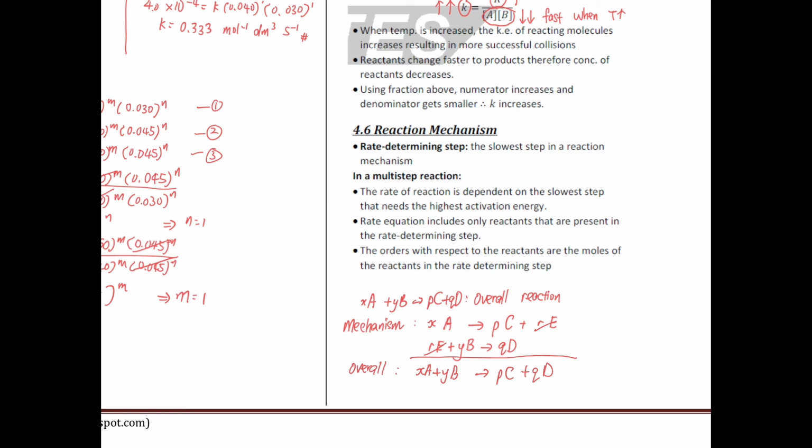Now let's say the slow step is the first one. This is fast. The slow step is known as the rate determining step. I write it down first: this is the rate determining step because this is slow. And remember that the rate determining step can be used to work out the rate equation.